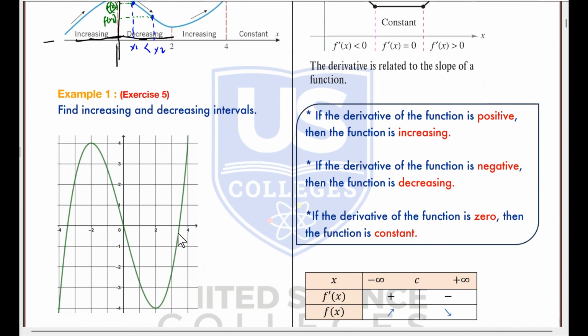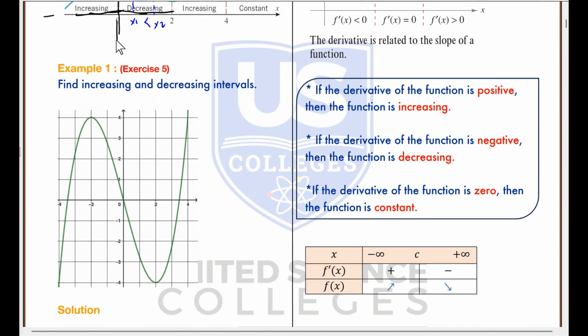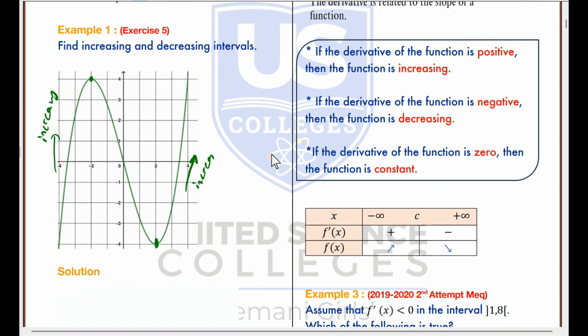So let's identify the increasing and decreasing intervals. For this graph, what is the increasing interval? From left to right, this graph is increasing until this point. So this part is an increasing part. What else? We have one more increasing part from this point to the right. When I write the increasing interval, I have two parts, so I'm going to combine them by using union.